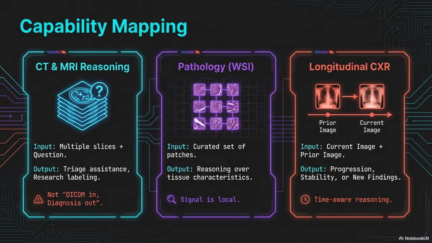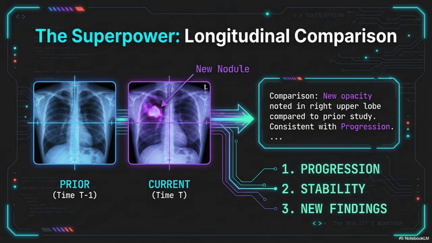I have to emphasize, it is explicitly not a system where you feed it a DICOM file and it spits out a final diagnosis. And for a whole slide pathology, or WSI, you're dealing with these gigapixel large images where the signal you care about is super localized. How does MedGemma handle that scale?